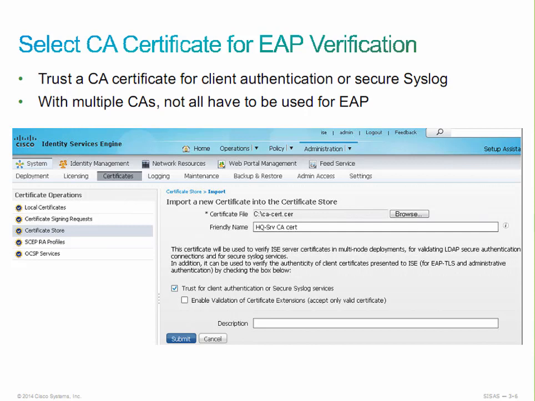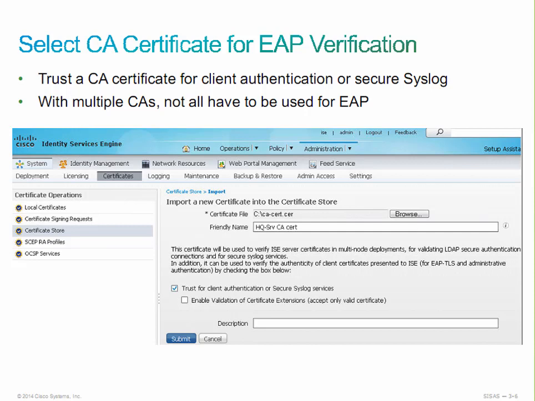All right. So we're going to go to administration. We're going to go to system, certificates, and certificate store. And that's where we're going to be able to identify trust for client authentication or secure syslog services. We can check that box if we want to enable that for the root CA certificate for ISE to support EAP-TLS. When we're enrolling ISE into our public key infrastructure, one of the first steps in the process is to import the CA root certificates into the ISE certificate store. And we do that again, like I said, under administration, system, certificate, certificate store.